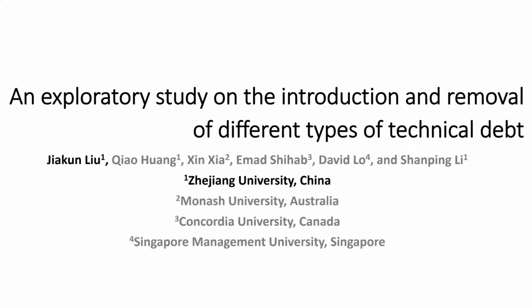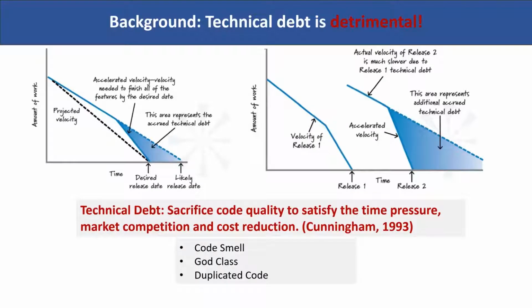Today, I will talk about the introduction and removal of different types of technical debt. Technical debt is a term to describe a compromised decision that sacrifices code quality for time. For example, code smell, code clones, and duplicated code.